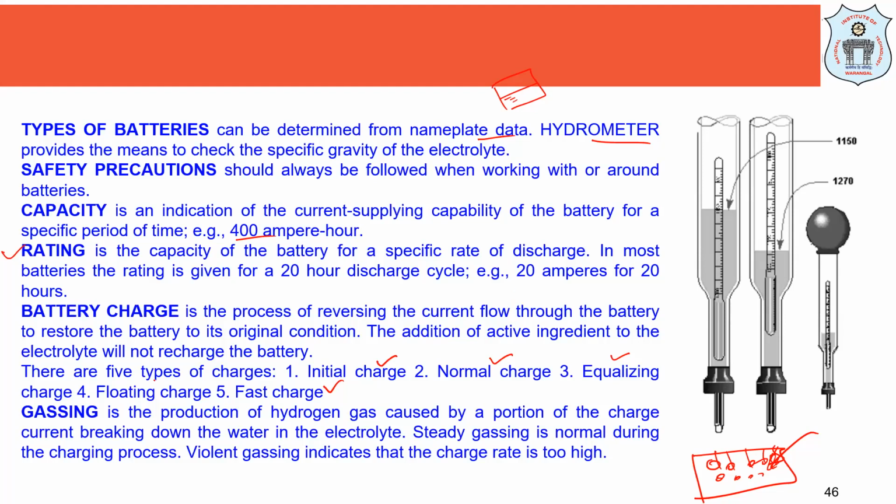So what is gassing? Gassing is the production of hydrogen gas, which is caused by a portion of the charge current breaking down the water in the electrolyte. Steady gassing is normal during the charging process. Violent gassing indicates that the charging rate is too high.